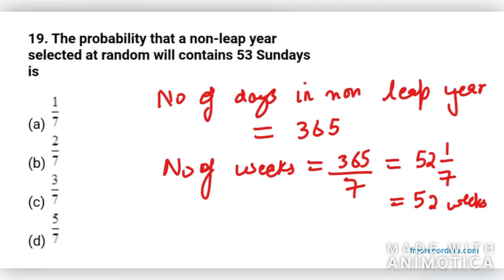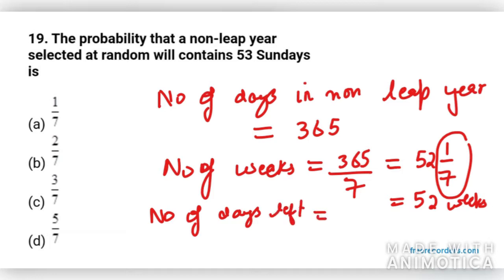We need to find the probability that a non-leap year selected at random will contain 53 Sundays. So the other day, we have one day left. It could be Sunday, Monday, Tuesday, Wednesday, Thursday, Friday or Saturday. So the total number of outcomes will be 7 and the favourable number of days is 1. So the probability will be 1 over 7.